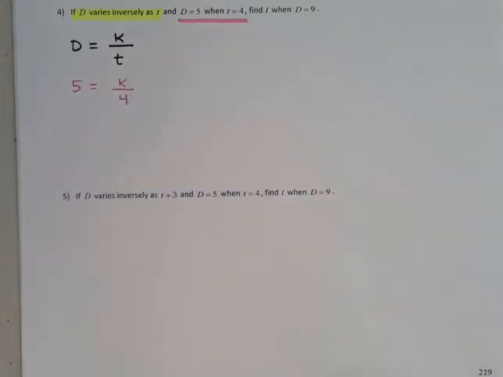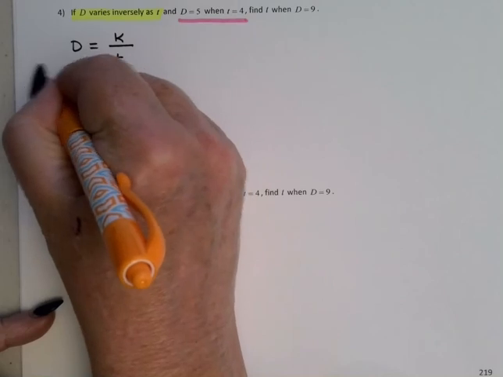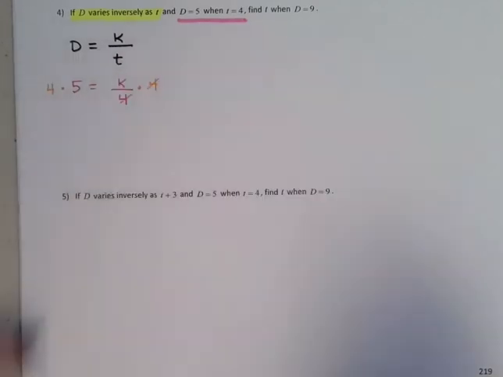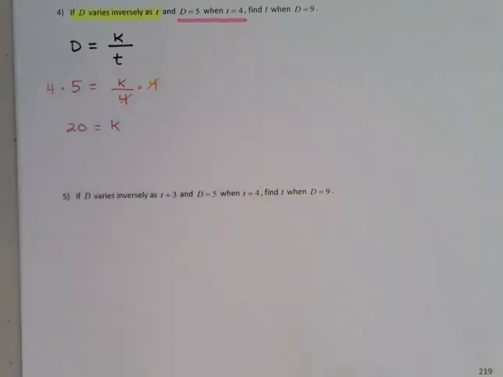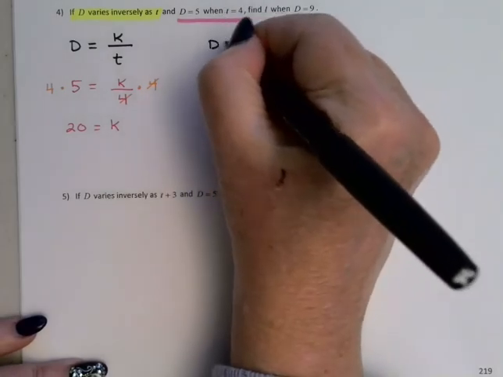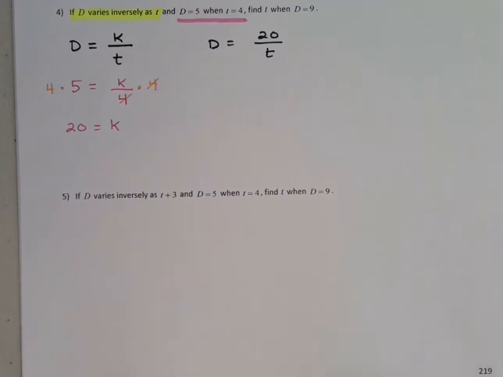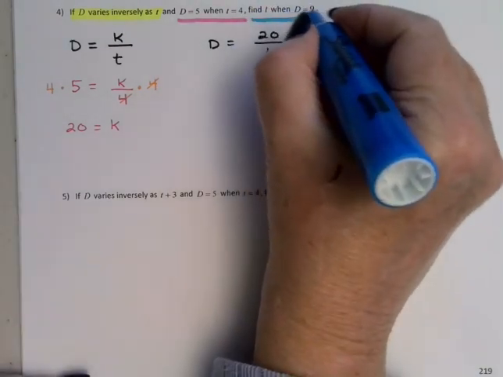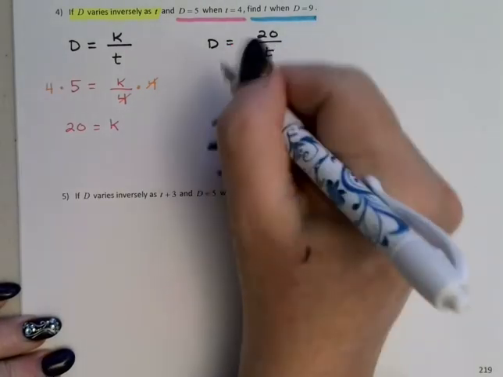And now you're starting to see a little bit of a rational equation. We've got a fraction in there, not a real difficult one, but it's there. If I just multiply both sides by 4, I'll get 20 is equal to k. So now I know that d is equal to 20 divided by t. And that means I can answer this last question, find t when d is equal to 9. So 9 in for d.